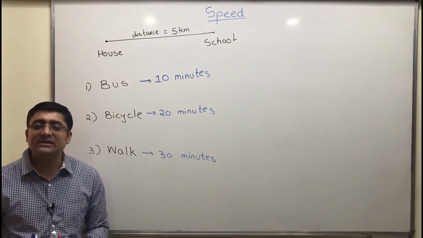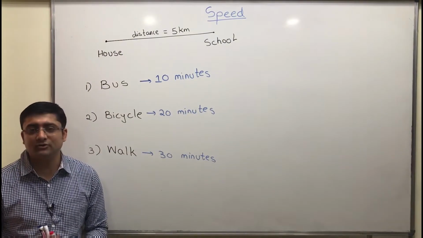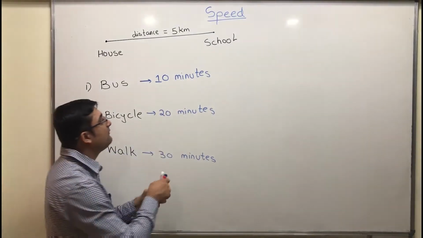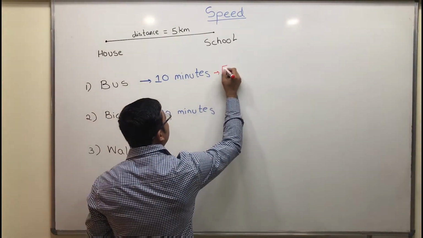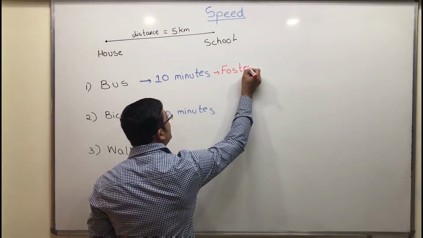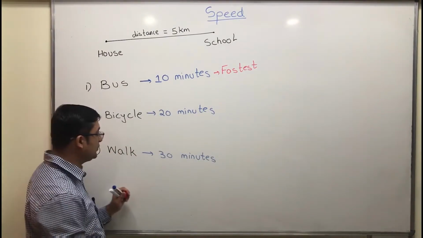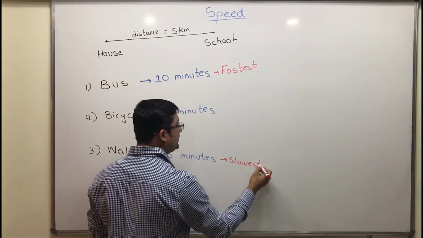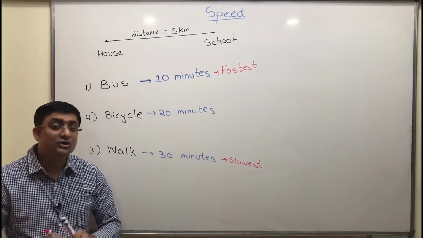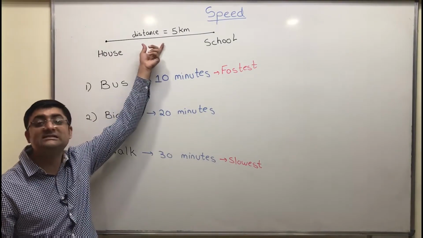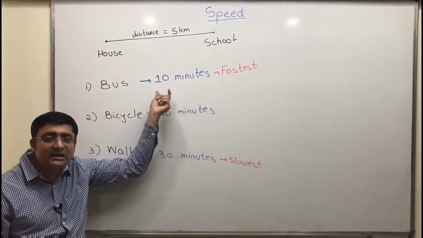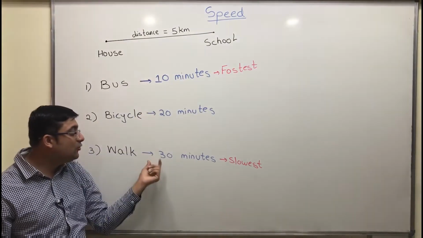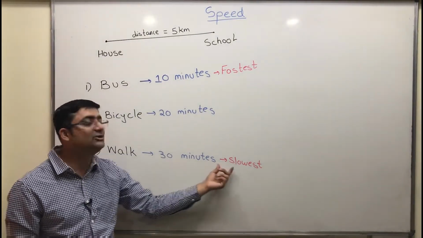So now my question to you guys is, which is the fastest way of going to school? So immediately you'll answer, bus is the fastest way of going to school. So I'll write down over here, this over here is the fastest way of going to school. And if I ask you which is the slowest way of going to school, you'll say walking. So I'll write down over here, slowest way. Now my question to you is, how did you get this fastest or slowest? So what you must have done is, you would have said for the same distance, because bus takes the least amount of time, therefore it is the fastest. Whereas for the same distance, walking takes maximum amount of time, so it is slowest.